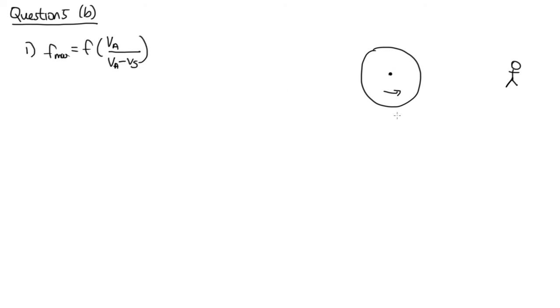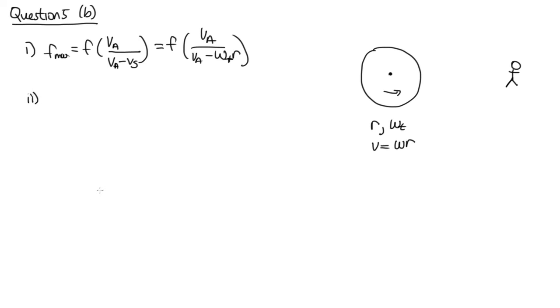But in the question, we're told that the bell is at radius r, and this turntable is rotating with an angular frequency omega t, and we know that v is equal to omega r. So we can work out what the velocity of the source is. So this will be F VA over VA minus omega subscript t r. And so that will be the maximum frequency.